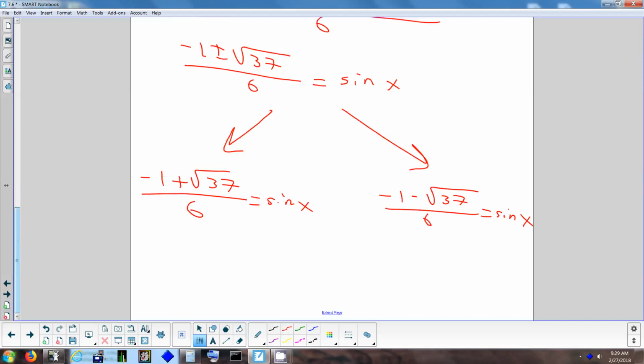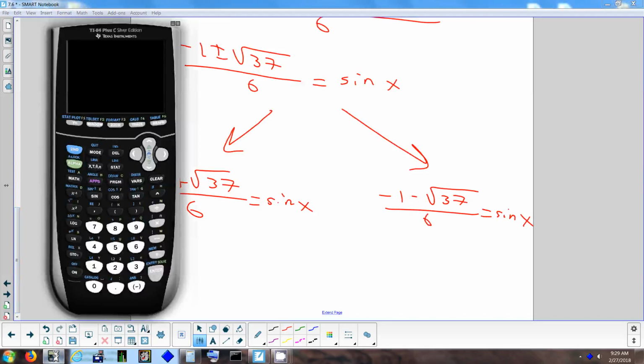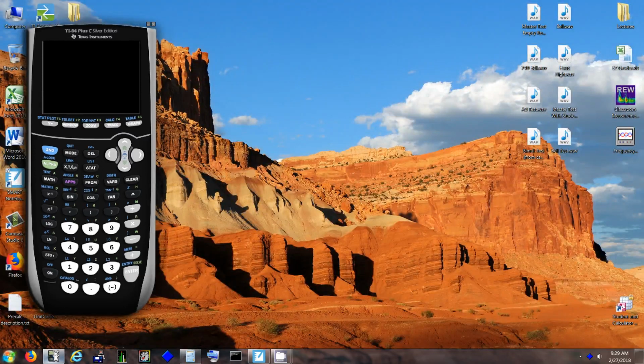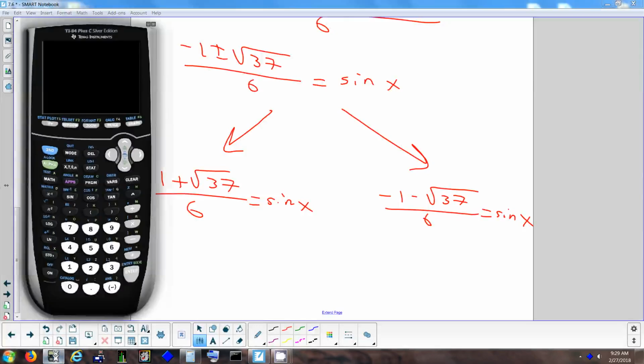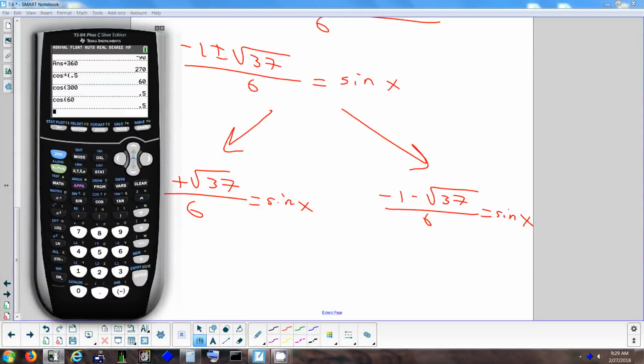Let's start with the one on the left. At this point, I'm going to change that to a decimal. And I'm just going to do it to 3 decimal places, so that's accurate enough. So we've got negative 1 plus the square root of 37. So I'm just going to do that first. I'm going to divide by 6. And now I have 0.847.